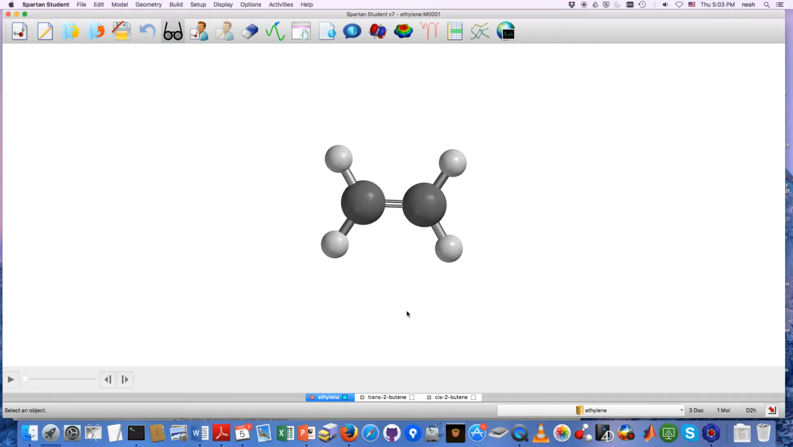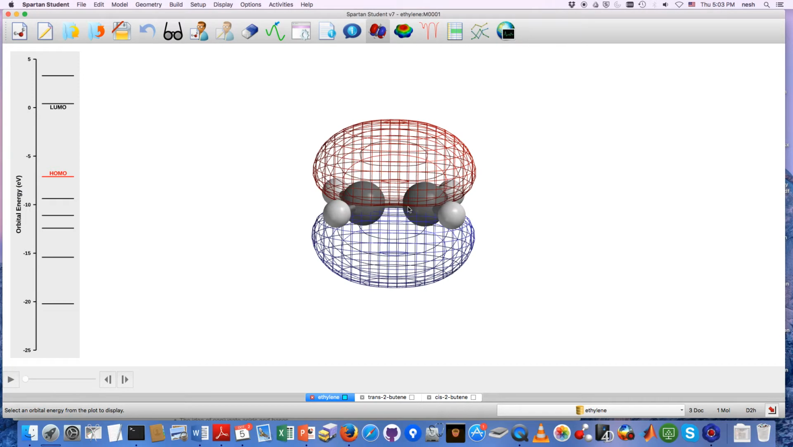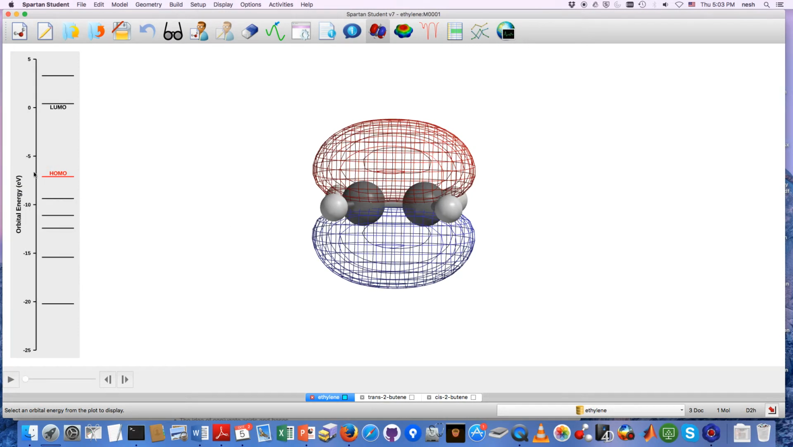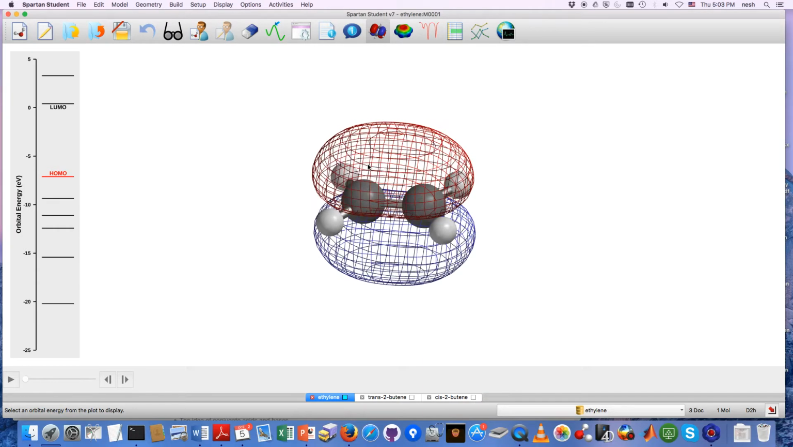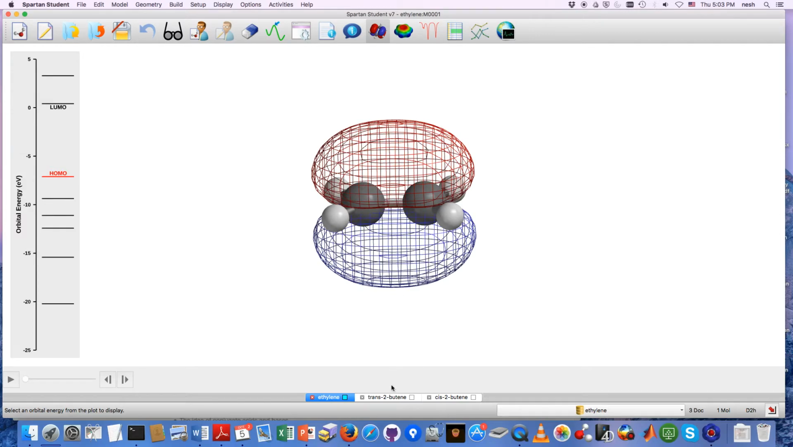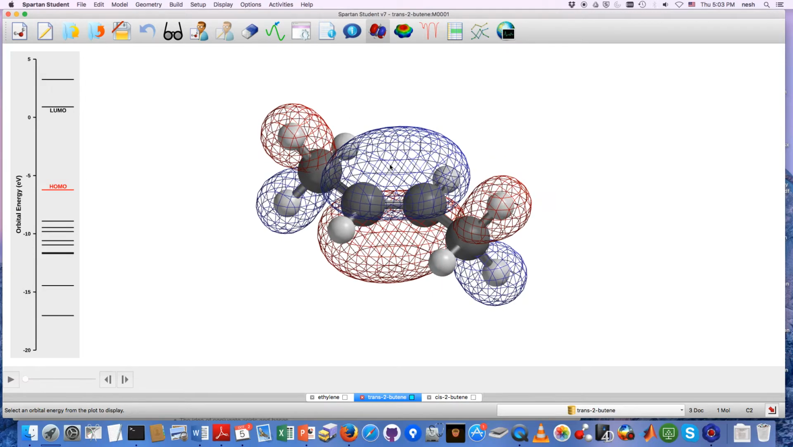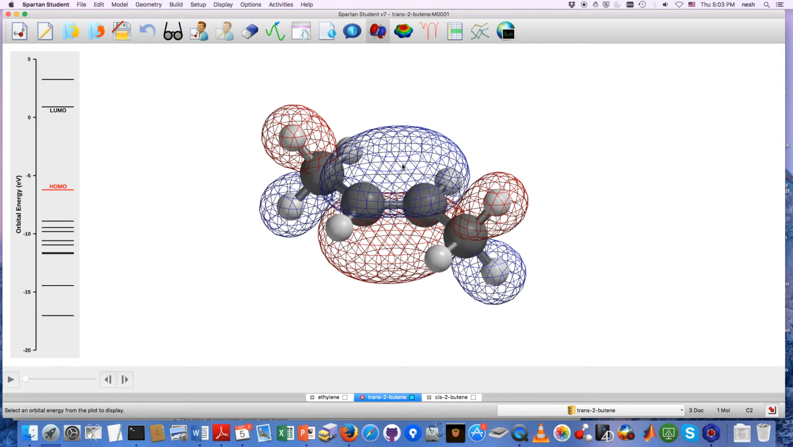The second thing to mention is that it's a planar molecule, which you can see this way. And the reason it's planar is that we have a pair of electrons here in this pi subsystem molecular orbital, and it's oriented in a way that it enforces that planarity. And that's also true in this trans, as you can see here.